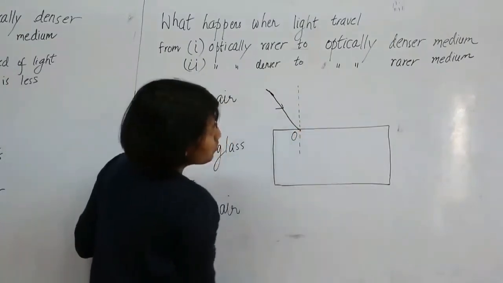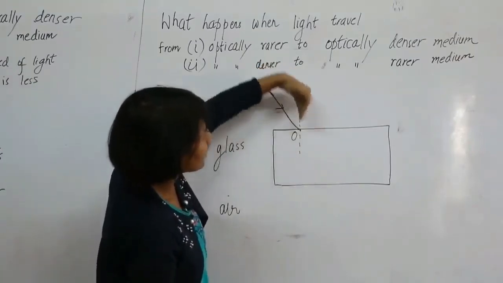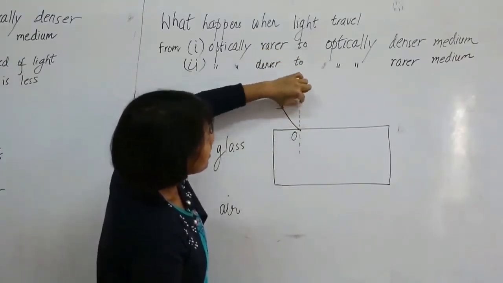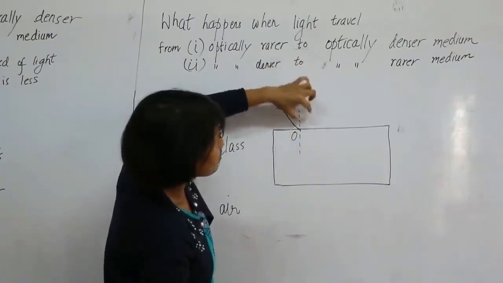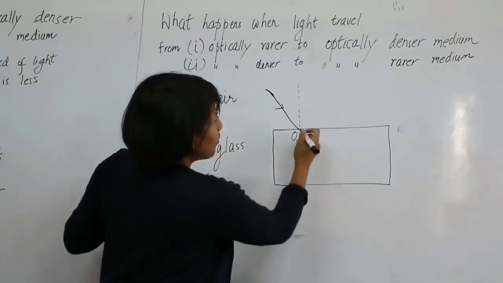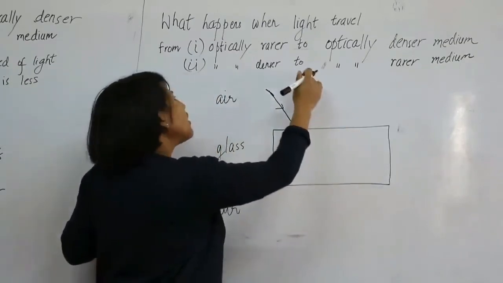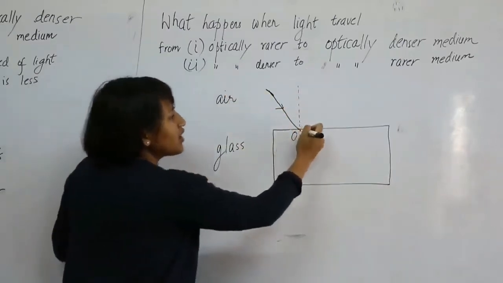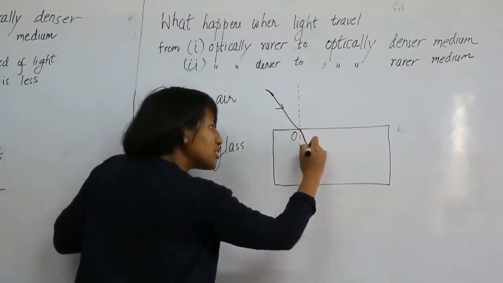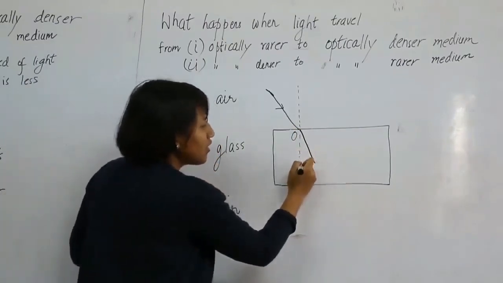So the question is, will it bend towards the normal, this perpendicular line drawn through the point where it strikes? This is called the point of incidence, and this is the normal. Will it bend towards or away from the normal? Actually, when it travels from rarer to denser, it will bend towards the normal.